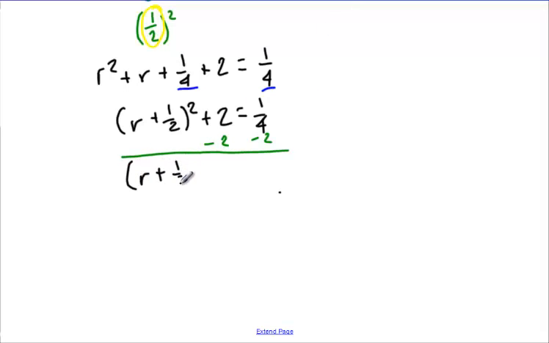R plus 1/2 squared equals, and then negative 2 plus 1/4. So that's, remember, fractions are nice here. Fractions are nice. They're a lot easier to work with. So negative 2 is the same thing as 8/4. So negative 8/4 plus 1/4 would be negative 7/4.